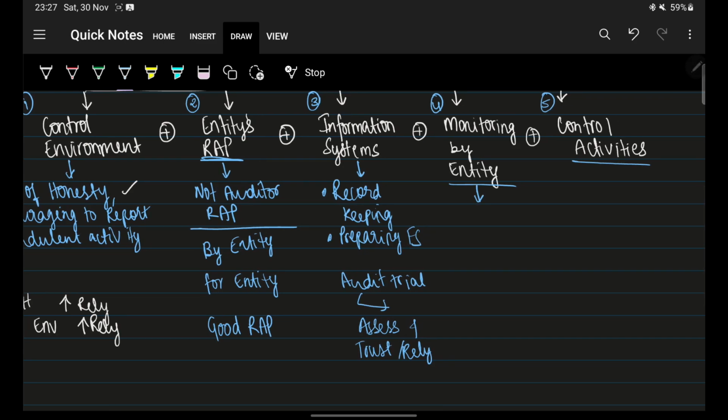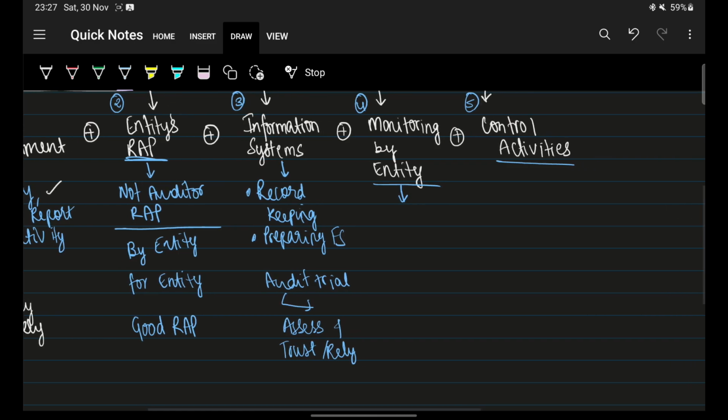And next, monitoring by the entity. This is basically the feedback part. The last thing, it has to be continuously monitored, whether the control activities are working, whether it has reduced the potential for mistakes, whether any potential mistake that could have happened has been stopped. So that kind of monitoring has to be kept by the entity. So that is also part of the internal control.